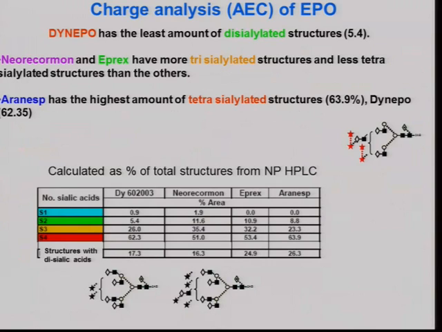62.3% of one EPO is tetrasialylated, and in another there's 53%. So just from that WAX profile you can get a lot of information.